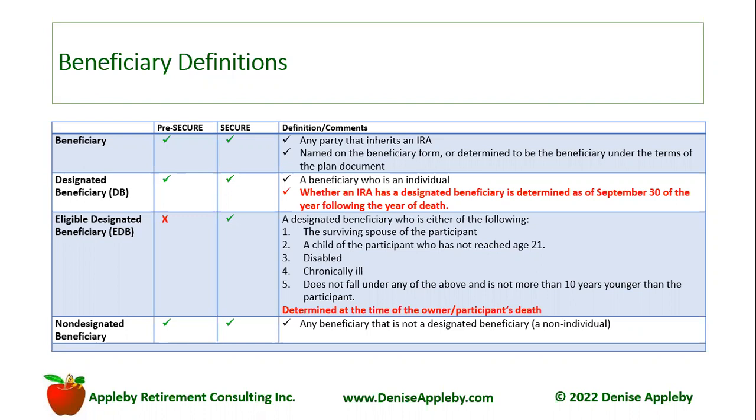Now, I know most of you know by now that we have a new class of beneficiary, an eligible designated beneficiary that was added effective 2020 under the Secure Act. So part of what we want to do is find out if a beneficiary is an eligible designated beneficiary so that we can determine if they're eligible for the exception to the 10-year rule.